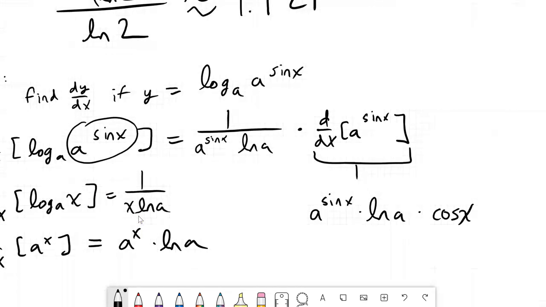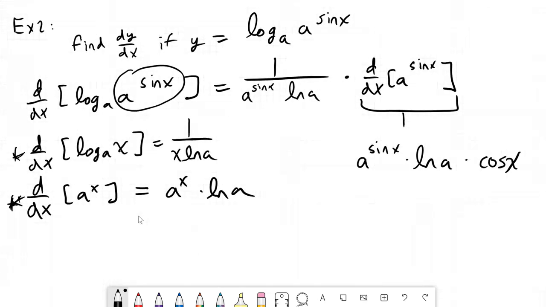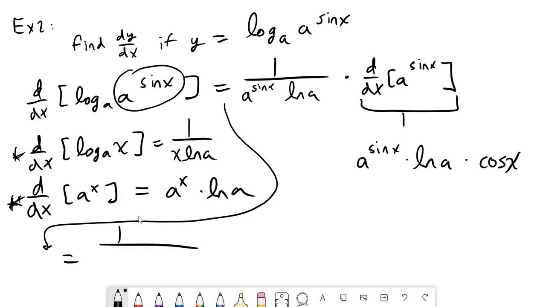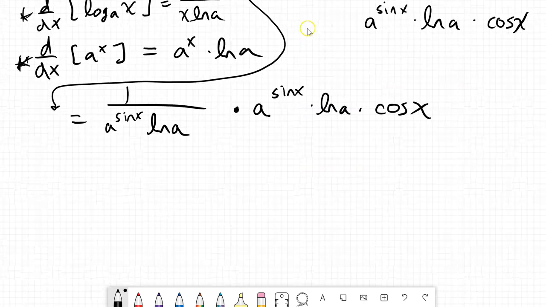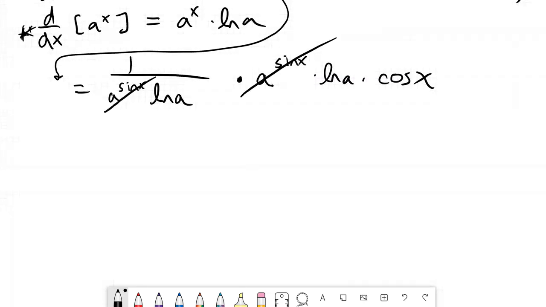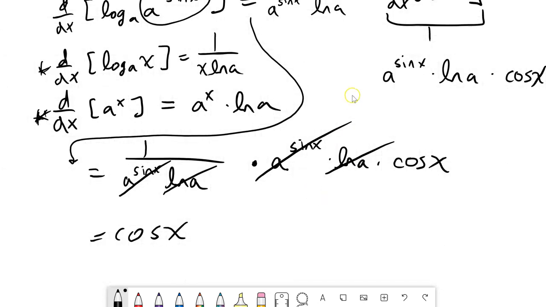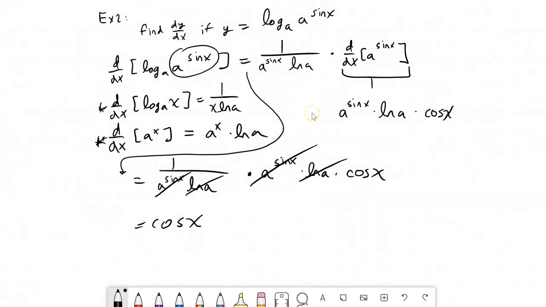So let's drop this down. I'm going to continue the equal sign right here. It is equal to 1 divided by a to the sine of x natural log of a, multiplied by the chain, which we found to be a to the sine of x natural log of a cosine x. And then we see a lot of stuff cancels out. This cancels out with this, and this cancels out with this. We're left with cosine. That's kind of a weird occurrence, because we just did a lot of work and just ended up with cosine.